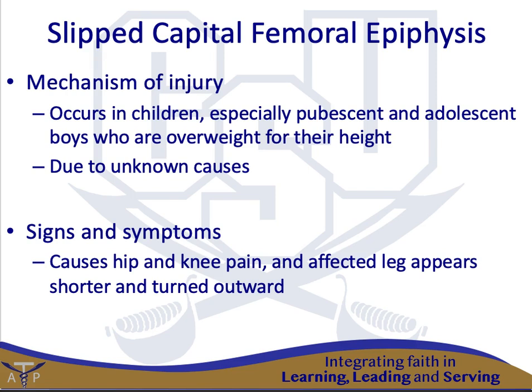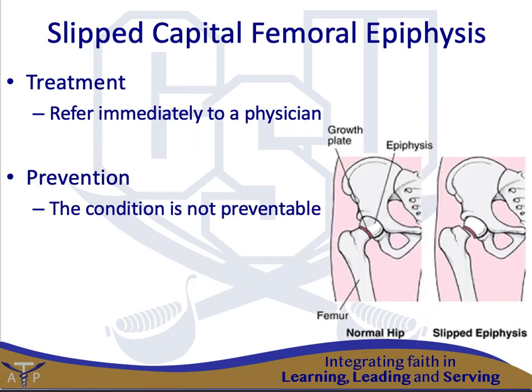Signs and symptoms, again, we have hip and knee pain, and the affected leg appears shorter and turned outward. But remember, this is in children, so we need to be careful for treatment. So when we treat, we want to immediately refer them to a physician. And once we do figure this out, it is best to have them evaluated within 24 to 48 hours for the best outcome. And when we do have this backward slippage of the femoral head, we want to have surgery for it, as they will go in and tighten everything up so it doesn't happen again.